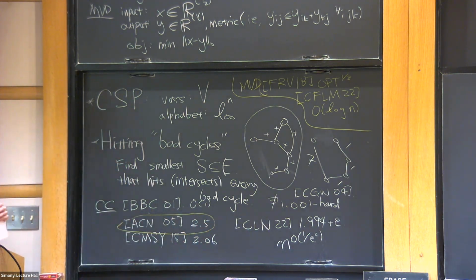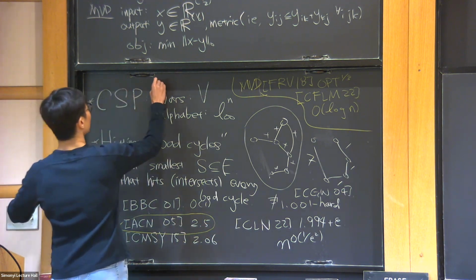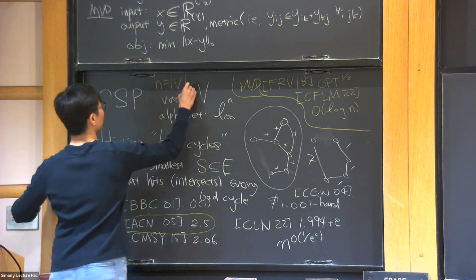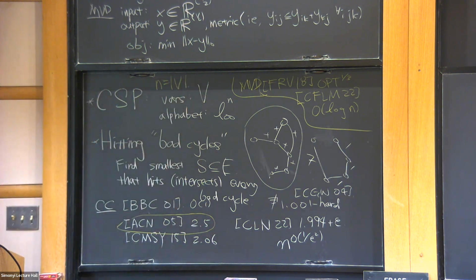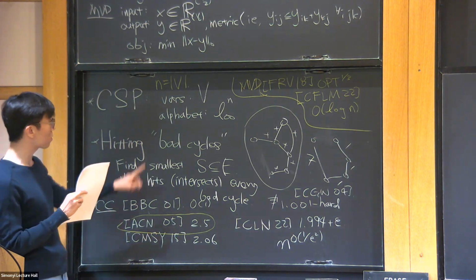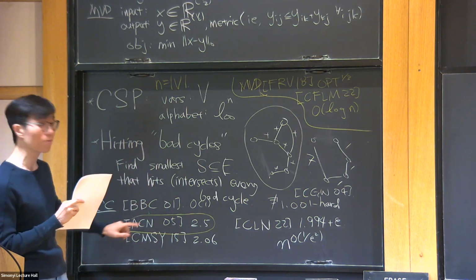So can I ask, what is n here? Is it the number of vertices? Good.